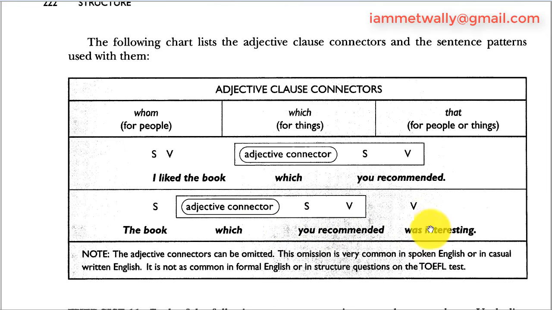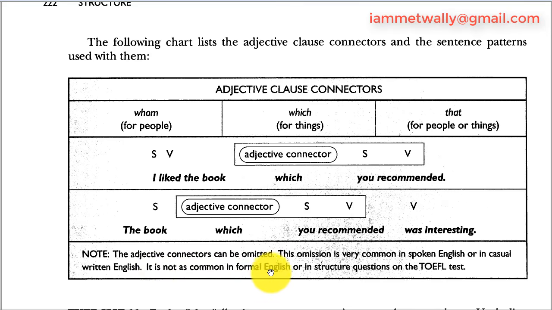The book which you recommended was interesting. This is the second pattern. The book, this is the word I need to describe, and it's the subject for the verb was interesting, and which is a connector, and you recommended is subject, verb, and which you recommended is the adjective clause that works to describe the word book. Note that the adjective connector can be omitted. The omission is very common in spoken English and in casual written English.